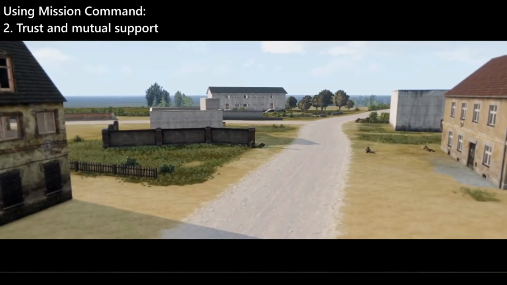This is also an example of mutual support. This squad are conducting this action so that your other squad can breach and clear the building in safety.